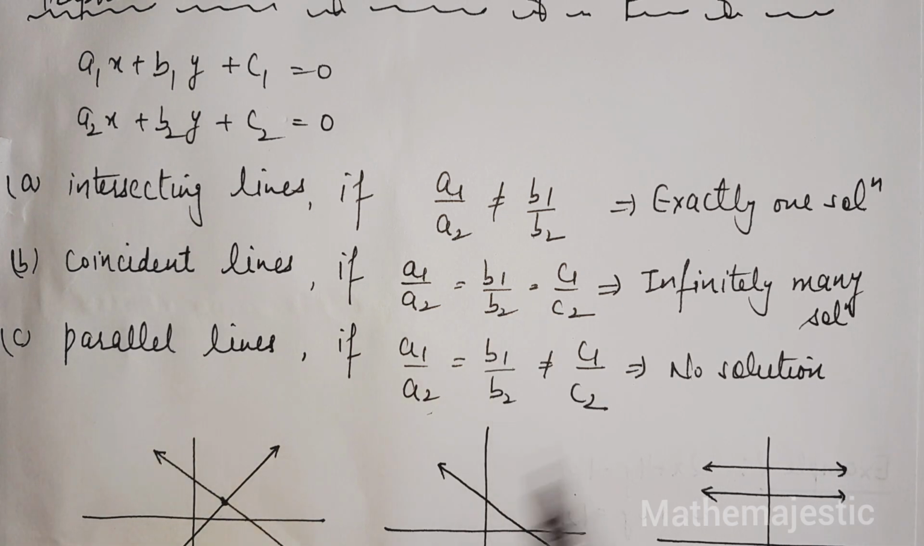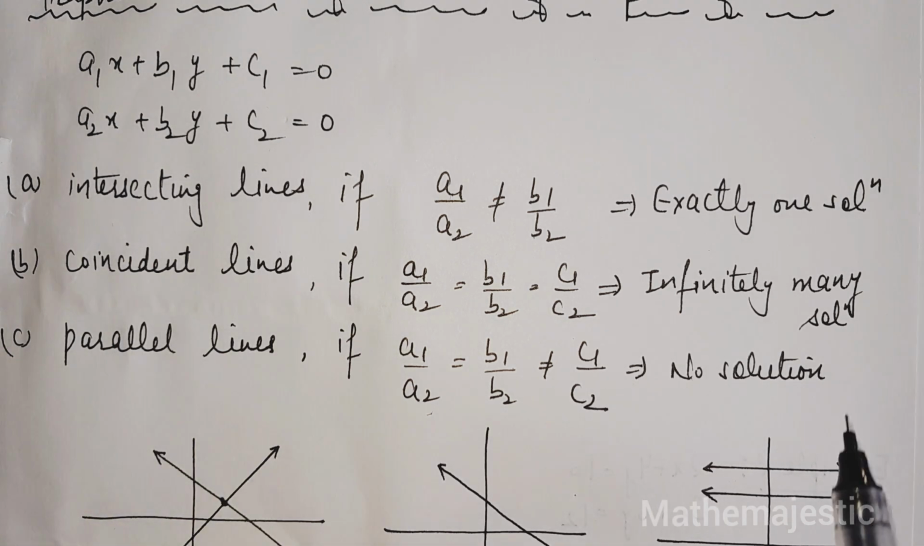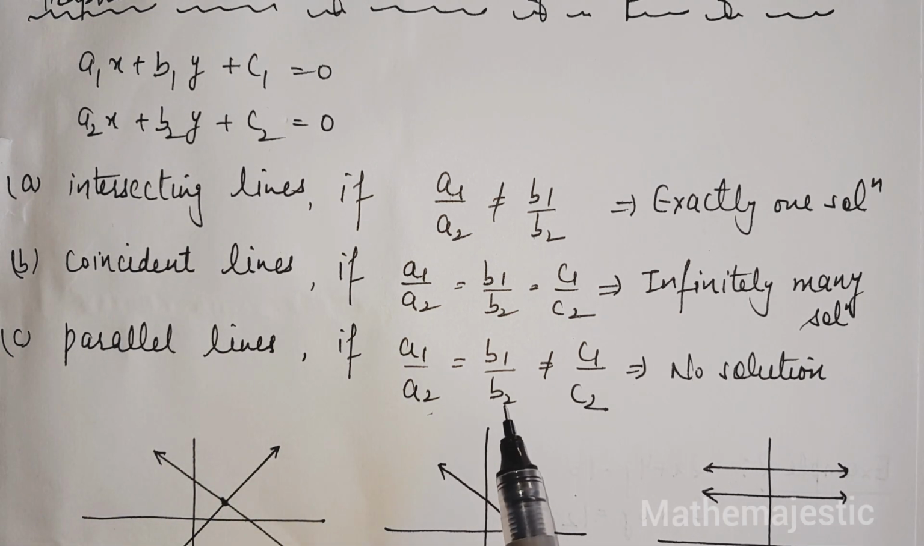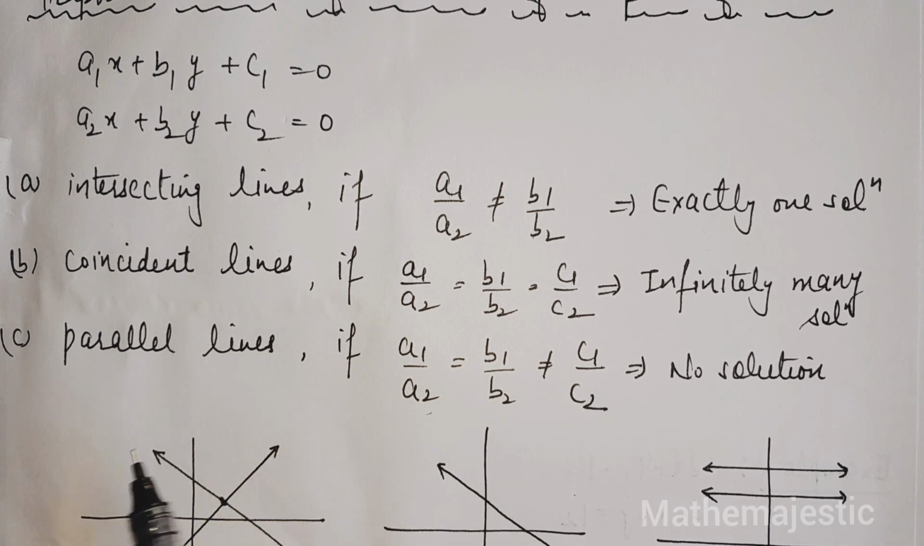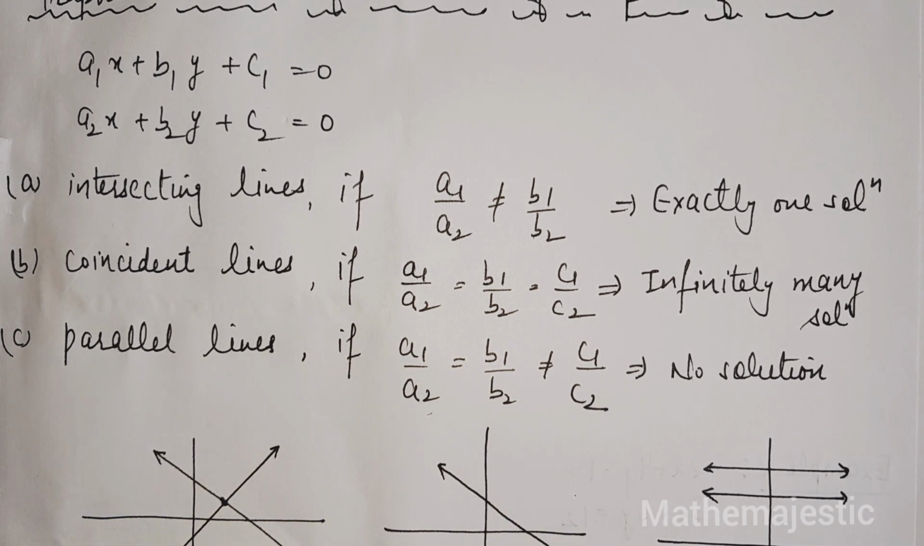If all the ratios of the coefficients and constants are equal, there will be coincident lines and infinitely many solutions will exist. And if the first two ratios are equal but the third one is not equal to them, the lines will be parallel and there will be no solution.